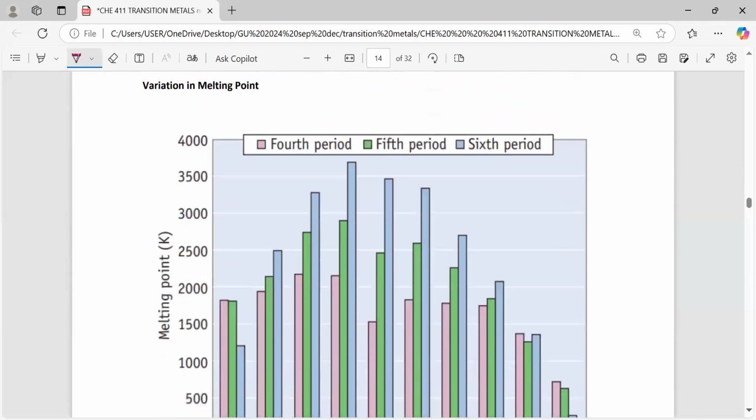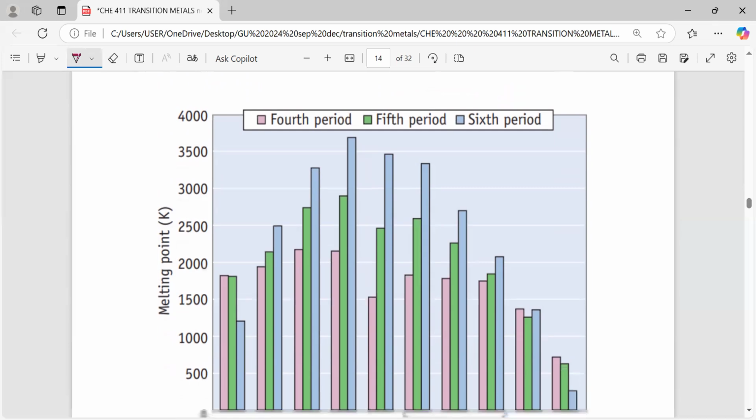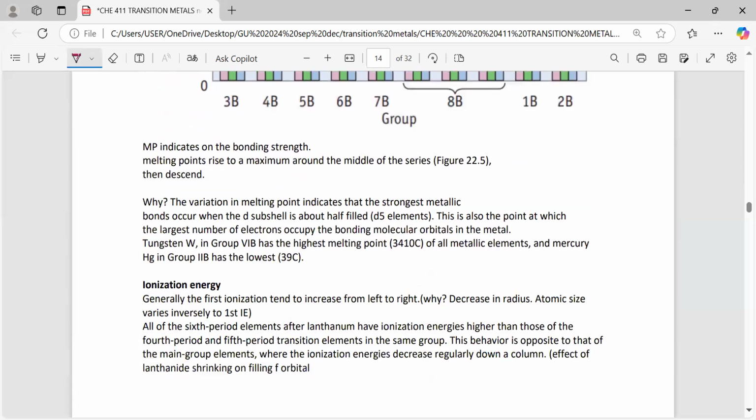Variation in melting point. So if something is denser, okay, compactly packed, then it could have an implication on melting point, but let us see what the story says. But again, melting point also depends on bond strength, okay? Melting point indicates something on the bonding strength. Melting points rise to a maximum around the middle of the series, then they descend.